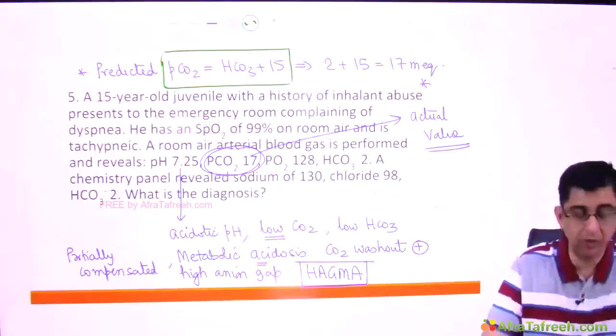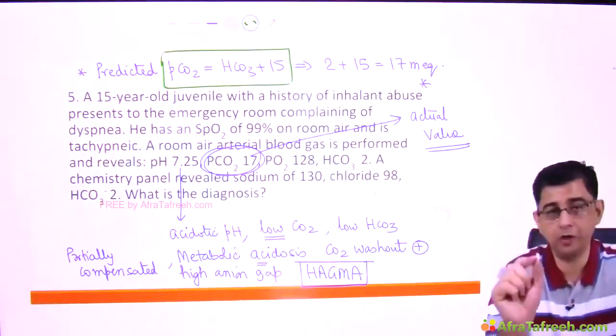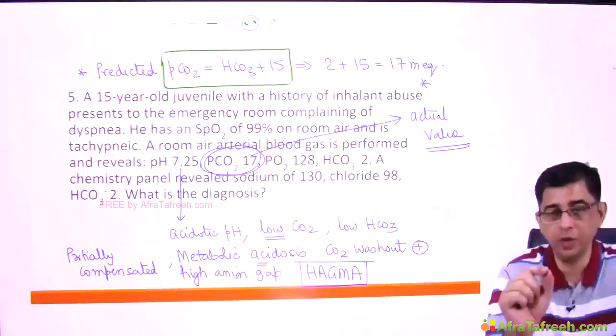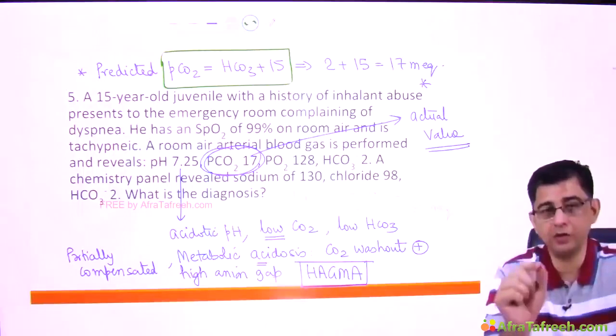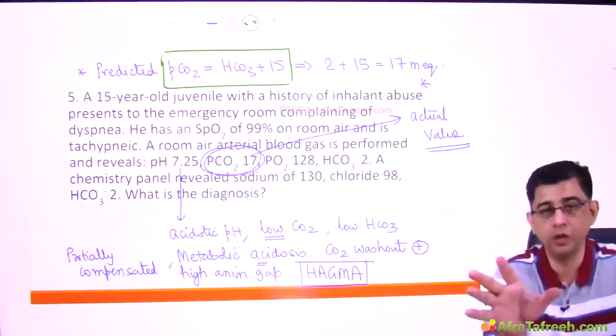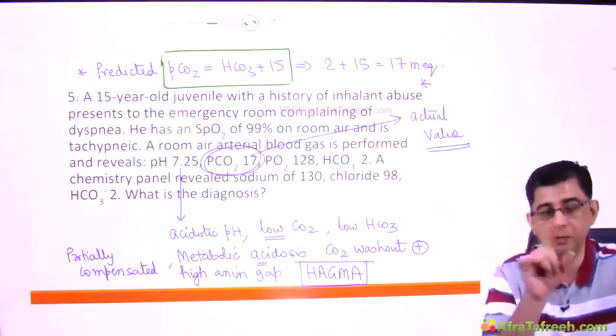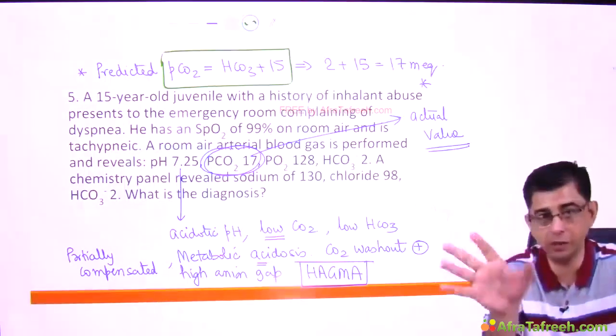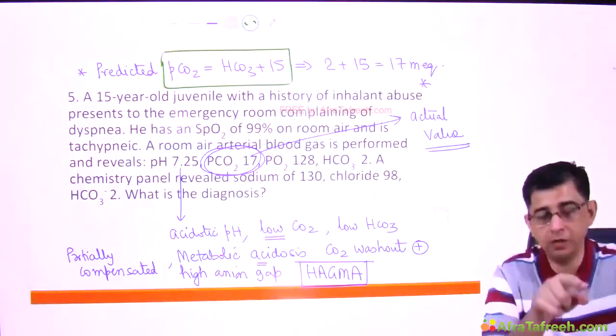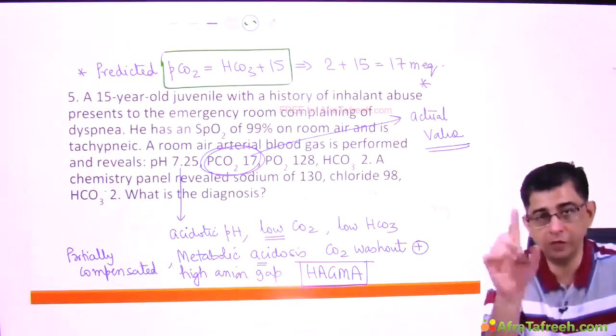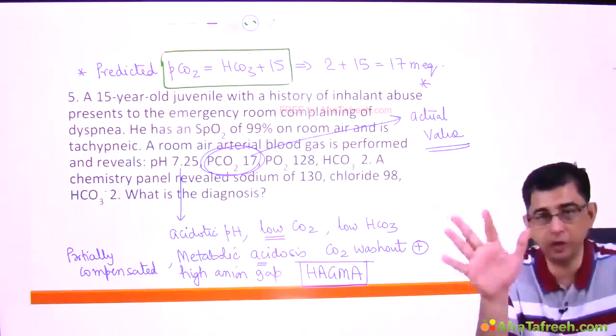So I'll just summarize the compensation rules which you are so worried about and have been sending me queries about. Compensation rules for respiratory acidosis are 1-4-14. What I mean by 1-4-14 is for 10 mm carbon dioxide rise, bicarb should rise by 1. For 10 mm rise of carbon dioxide, bicarb should rise by 4. 1 is for acute and 4 is for chronic.